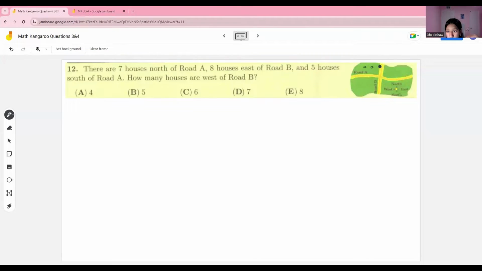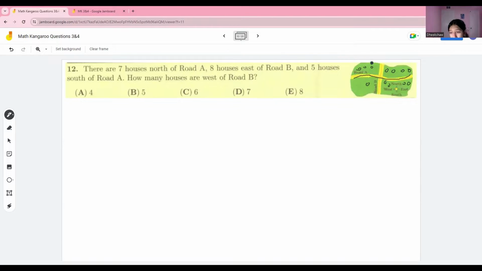So this entire thing is Road A over here, by the way. So 1, 2, 3, 4, 5, 6, 7. 7 houses north of Road A. 8 houses east of Road B. So that would be over here on this side. So we already have 4 over here. So 1, 2, 3, 4. 8 houses east of Road B. 5 houses south of Road A.